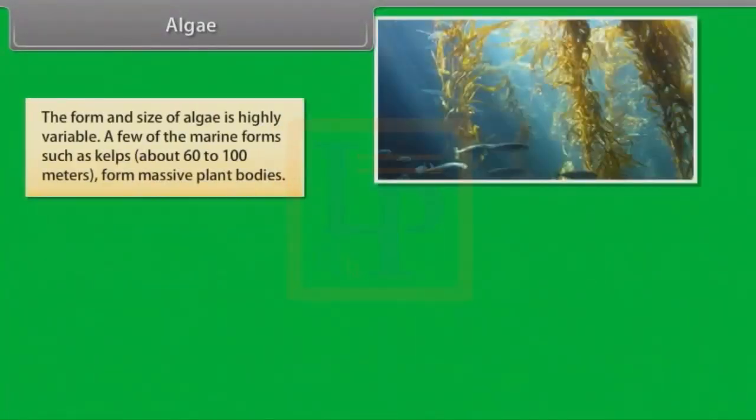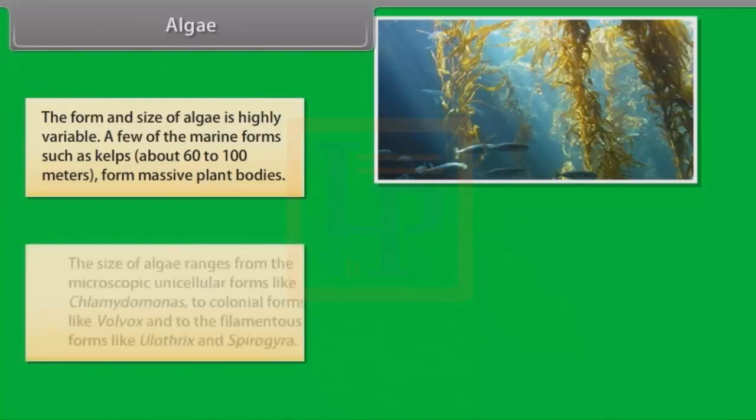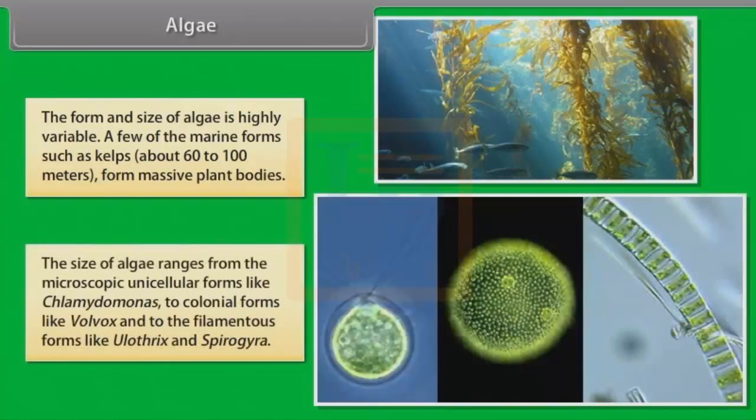Some algae also occur in association with fungi, lichen, and animals. The form and size of algae is highly variable. A few of the marine forms, such as kelps, about 60 to 100 meters, form massive plant bodies. The size of algae ranges from the microscopic unicellular forms like Chlamydomonas to colonial forms like Volvox, and to the filamentous forms like Ulothrix and Spirogyra.